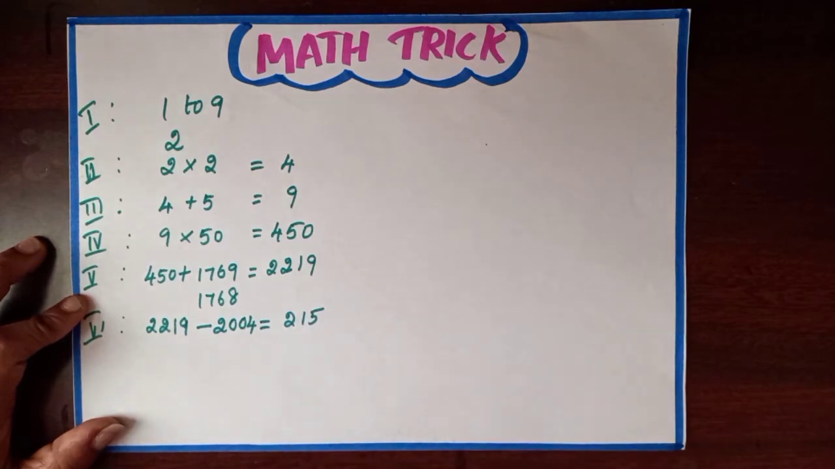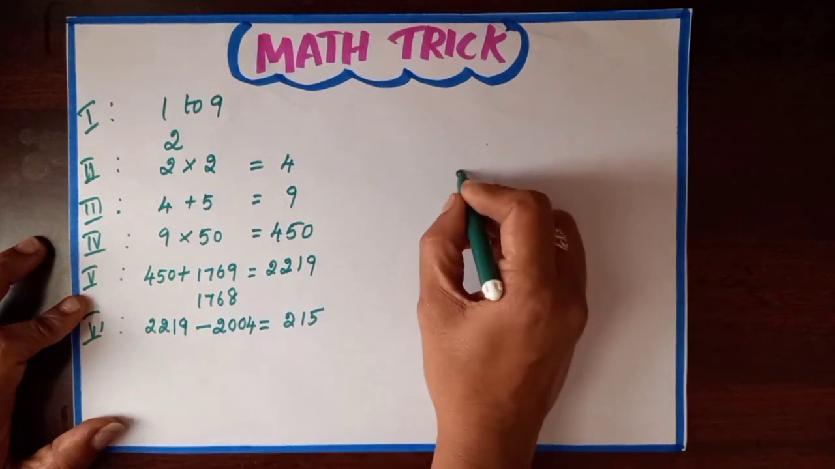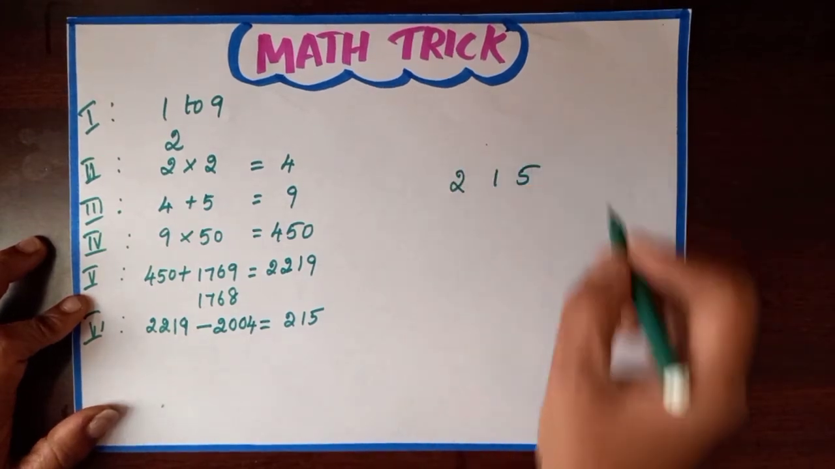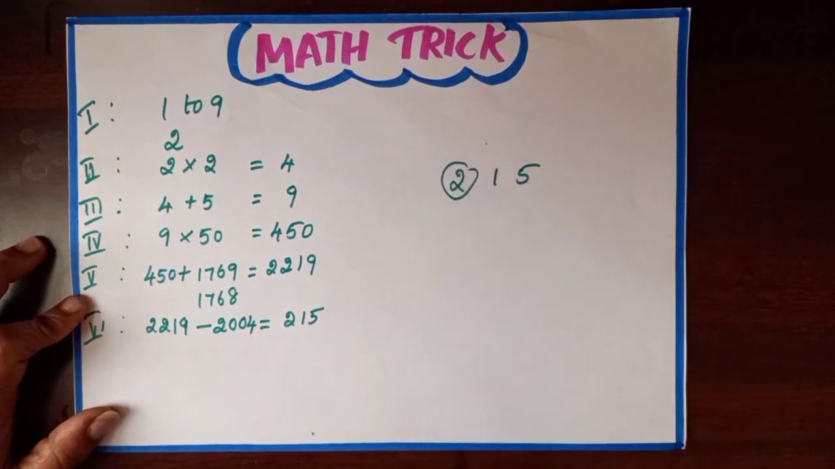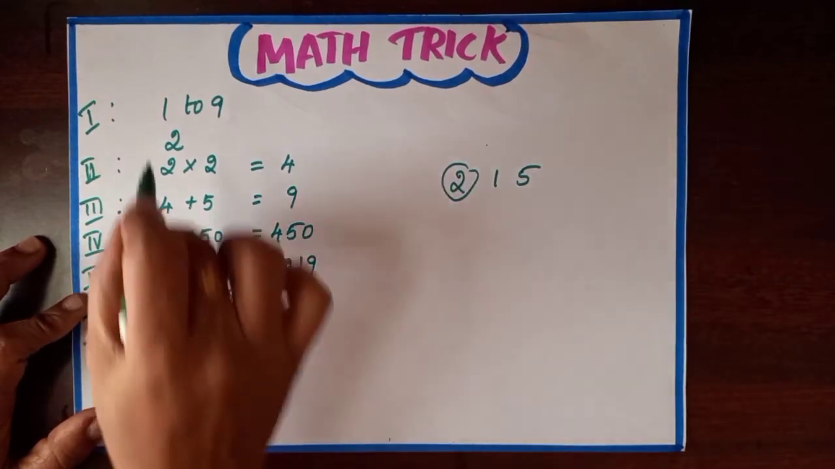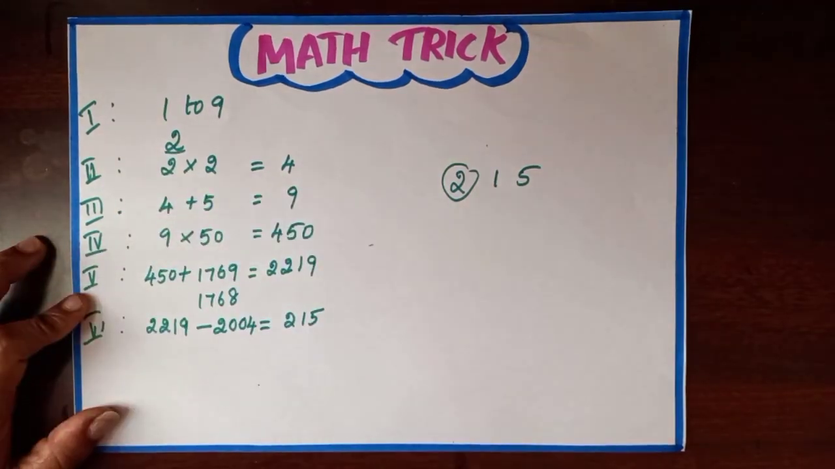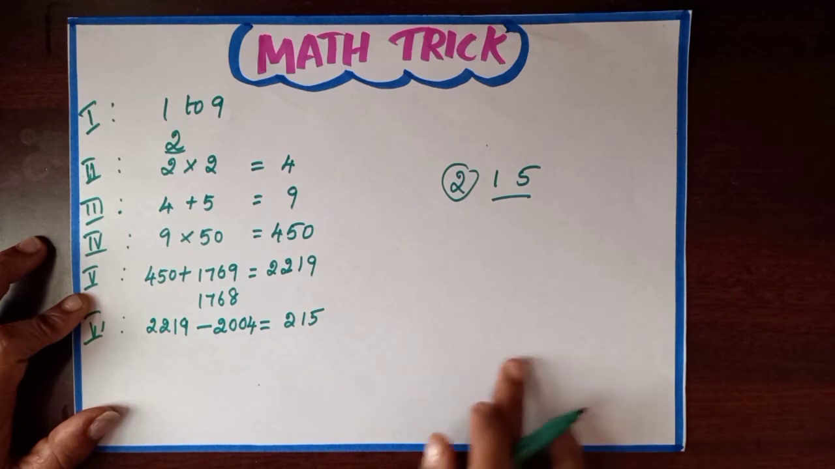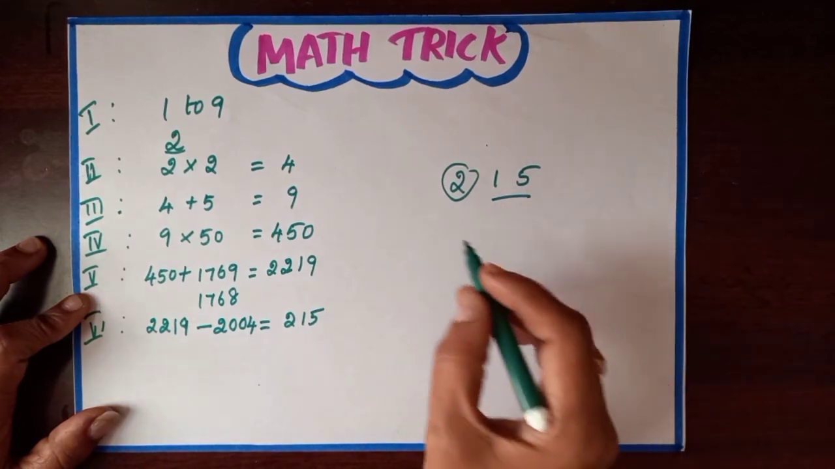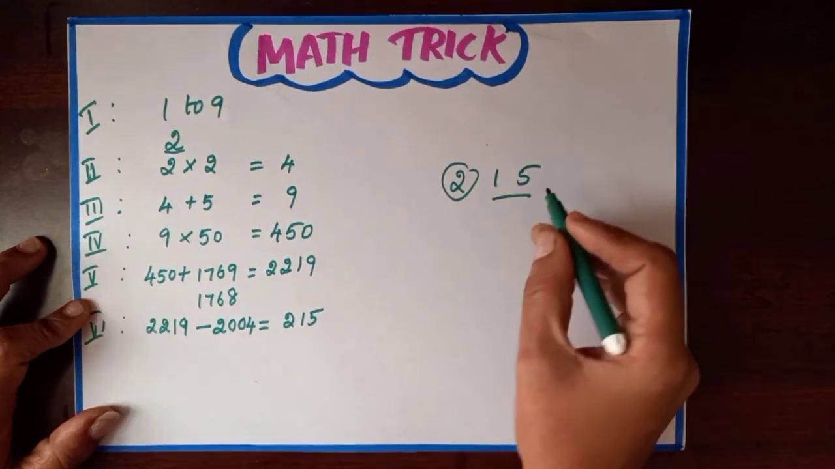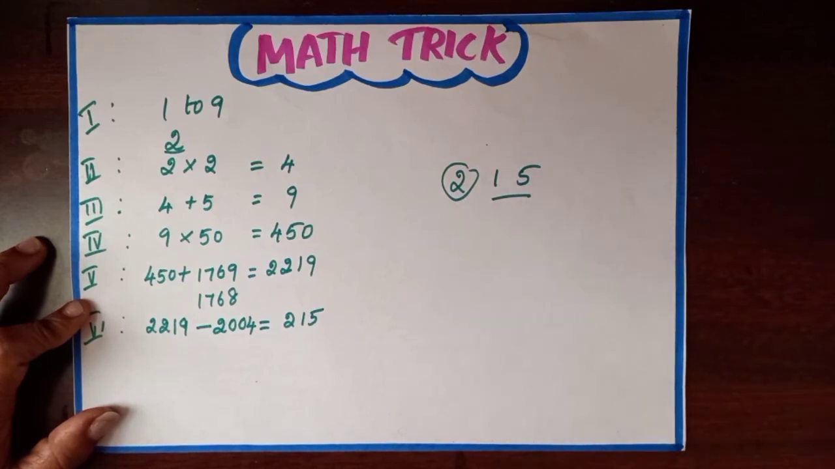After you have done this, you can get a 3-digit number. So I got 215. The first digit is the number you chose at the beginning. The following 2 digits are your age. Wow, that's amazing.